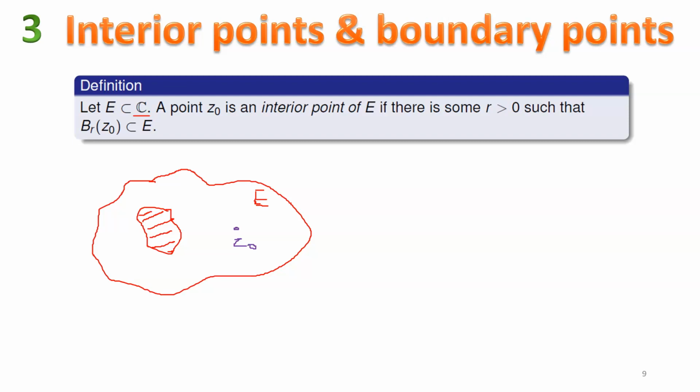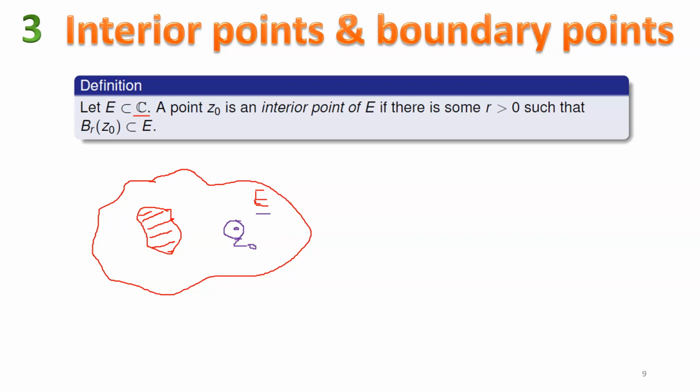Now Z0 is an interior point of E if there is some r greater than 0 such that Br of Z0 is a subset of E. So here we consider a small disk of radius r around Z0, and if this disk is included in the region E, then that is called an interior point.